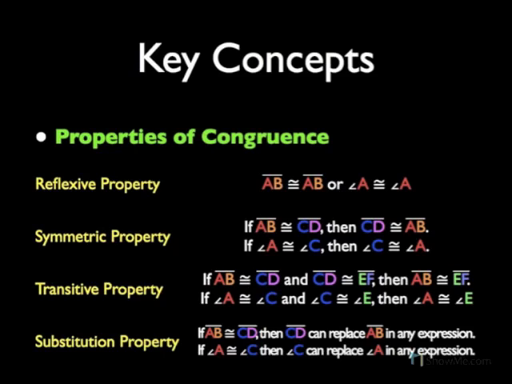And the final property of congruence is the substitution property of congruence. If segment AB is congruent to segment CD, then segment CD can replace segment AB in any expression or sentence. And the same thing with angles. If angle A is congruent to angle C, then angle C can replace angle A in any expression. The reason why we're using angles and segments is because those are the only two figures that we've talked about being congruent so far. But these properties work for any congruent figures.